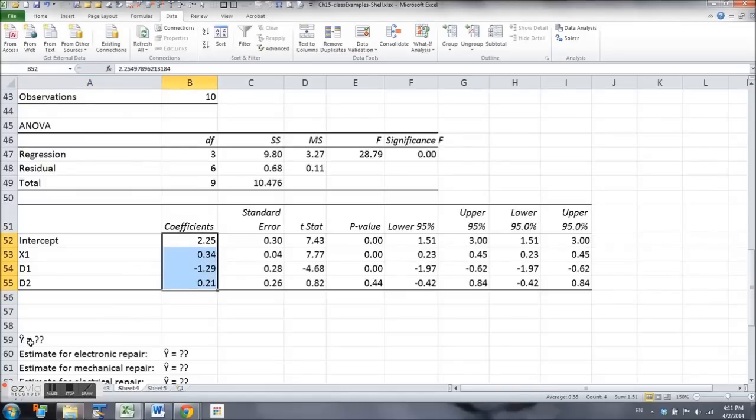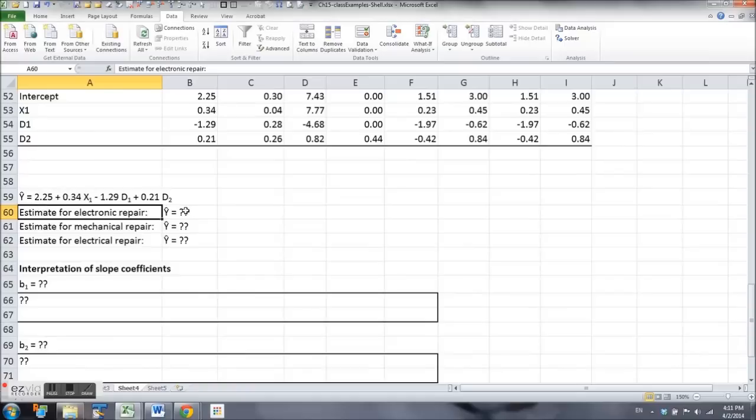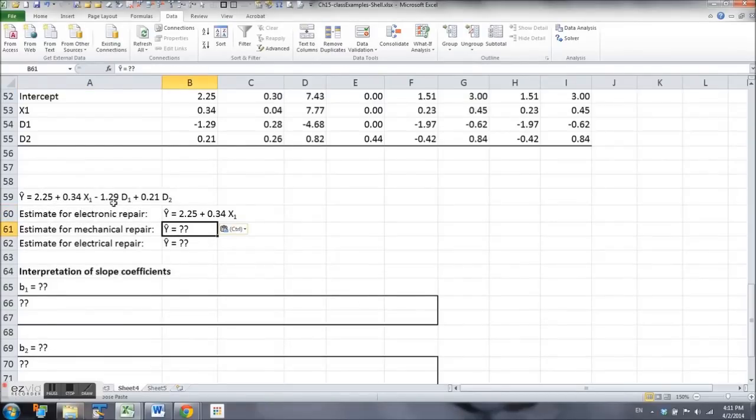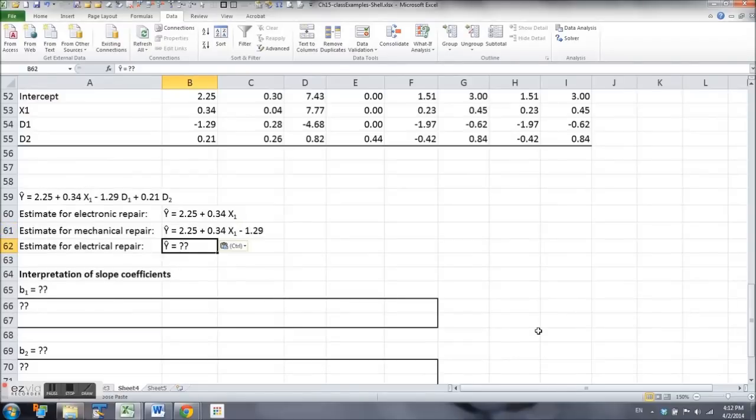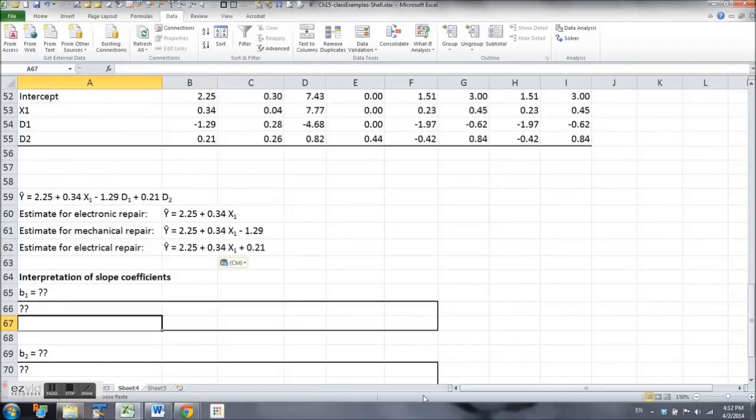So y hat will now be, for electronic repair, both D sub 1 and D sub 2 will be 0, so only that part will be your y hat. Now for mechanical, D sub 1 will be 1 and D sub 2 will be 0, so 2.25 minus 1.29 will give you the y-intercept. Now for electrical, D sub 1 will be 0 and D sub 2 will be equal to 1.